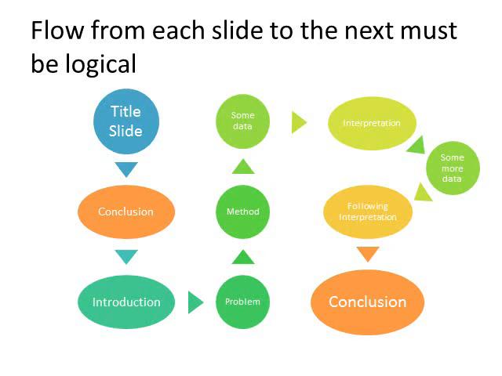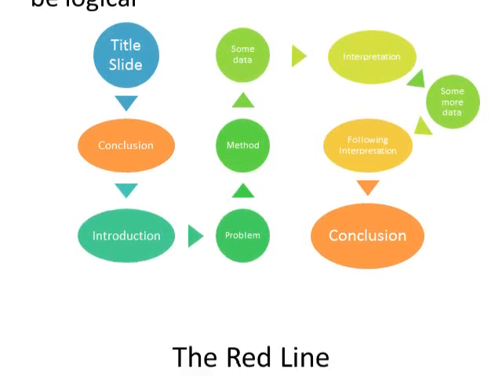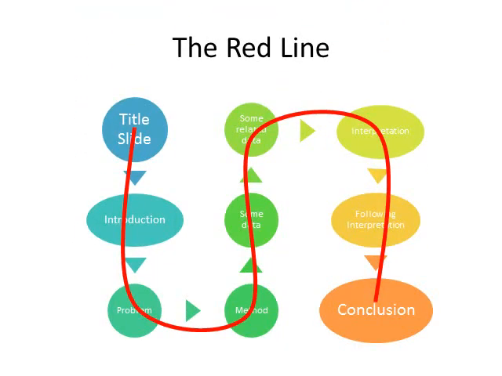The key thing is that the logical flow from one slide to the next must be logical. You don't have to follow a rigid structure, but each point, each slide must follow on from the previous one. And this is the red line. There must be a continuous train of logical thought that goes from your beginning right through to the end of your talk.